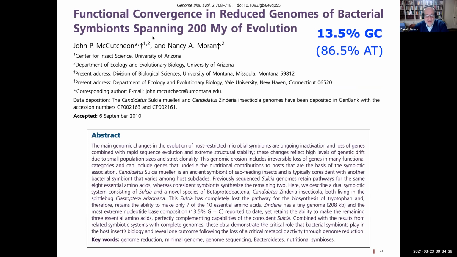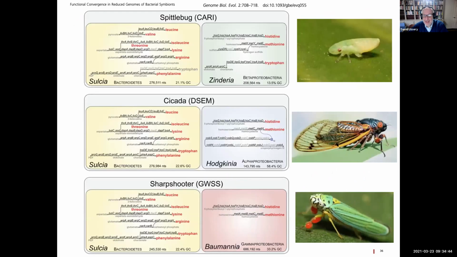These guys live inside of insects, and many of them are quite small, 208,000 bases. And so here's the cicadas. You guys know about cicadas, right? Spittlebugs and sharpshooters. And these different bacteria live inside these, and you can look at certain metabolic pathways that are unique to different organisms. And it's kind of an interesting thing. And so if you look at this guy, it's 208,000 nucleotides long, and it's 13% GC.